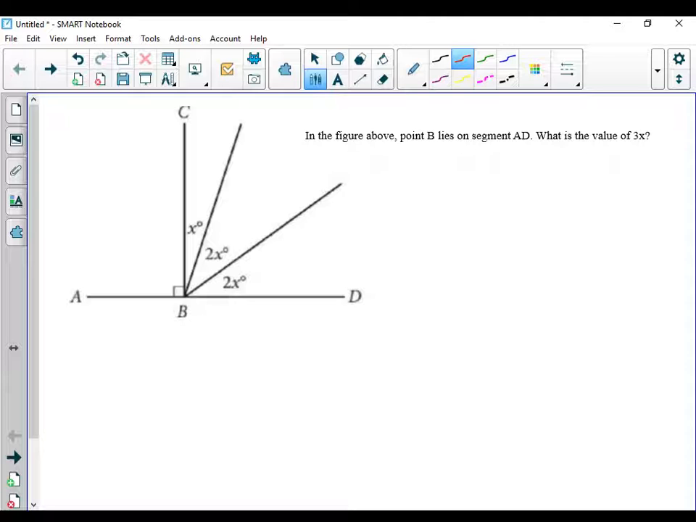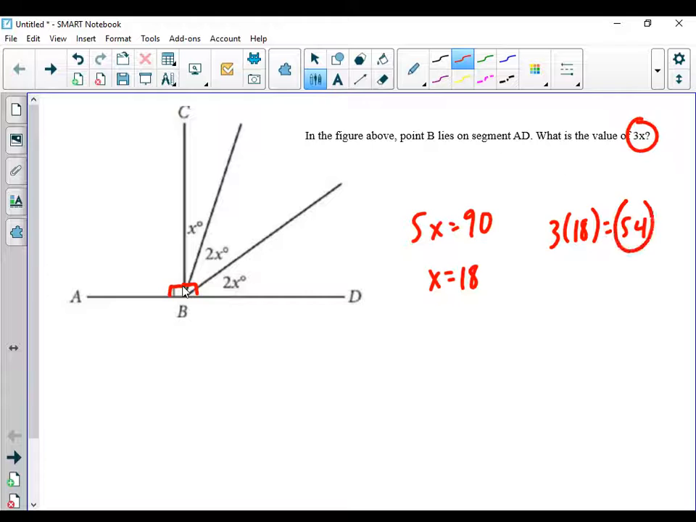The big thing here was this information, the fact that this is 90 degrees, because that means these three angles together also had to be 90 degrees. So when you put all three angles together, you have the x and the 2x and the other 2x, that's all going to be equal to 90. That tells me x is equal to 18. However, remember they asked for 3x, not just x. So you had to take 3 times 18, and that's why the answer for that one should have been 54.